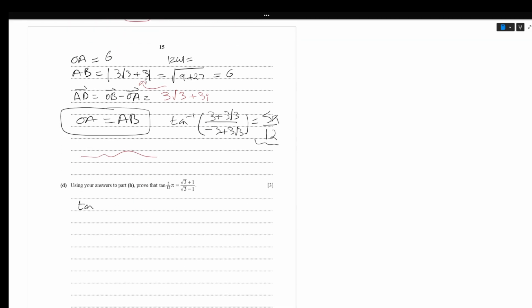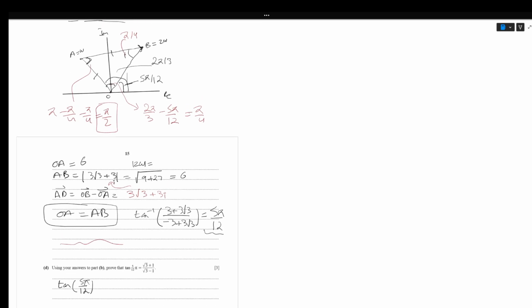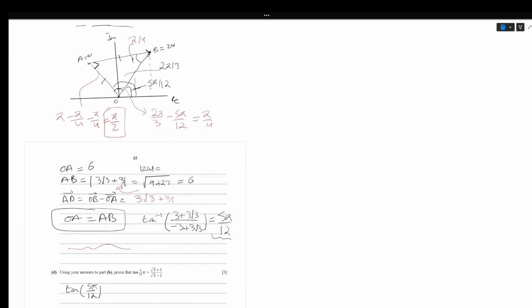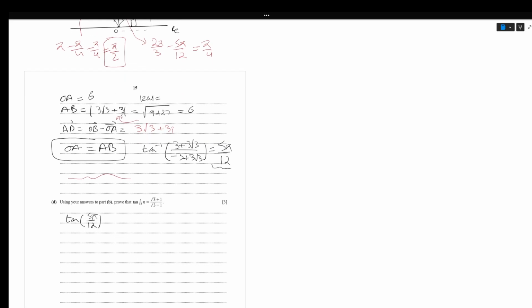So the tan of 5 pi by 12 will again equal to the imaginary part of Z omega over the real part of Z omega, which just gives us 3 plus 3 root 3 over minus 3 plus 3 root 3. तो अगर मैं 3 इसको कैंसिल आउट करता हूँ, सो आई विल बी लेफ्ट विद root 3 plus 1 over root 3 minus 1. मैंने ऑर्डर स्विच कर दिया, and दैट इज व्हाट वी वर सपोज्ड टू शो.